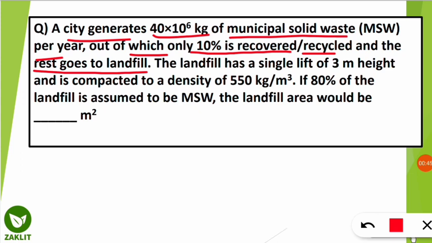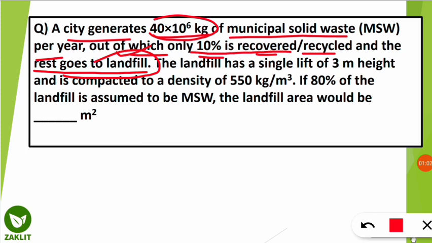As we are reading the sentence, we will be analyzing. 10% is recycled and recovered. That means 90% goes to the landfill. So here you should mark 90% of what? 90% of the total generated waste goes to the landfill. Let's read the next sentence.